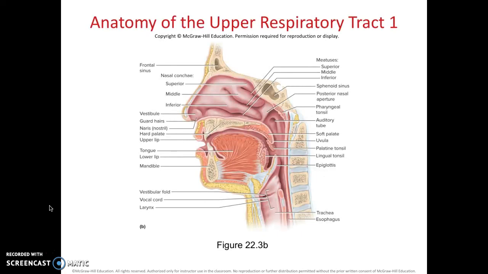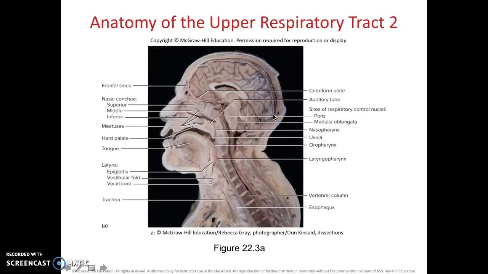So here we see the anatomy of the upper respiratory tract with the superior, middle, and inferior nasal conchae, the vestibule with your guard hairs, which are those pleasant nose hairs. Here you have your nares, which is your nostril. This extends down into the pharynx. Here we see not as pretty, but it's a dissected cadaver, and you can see these same structures.